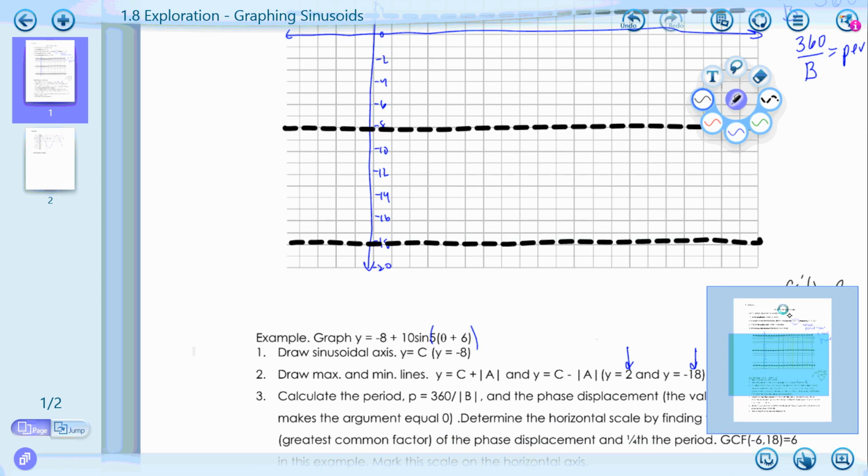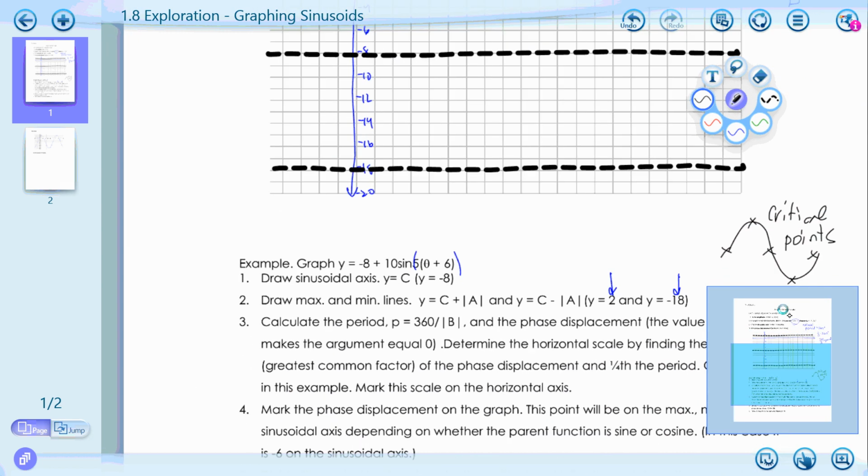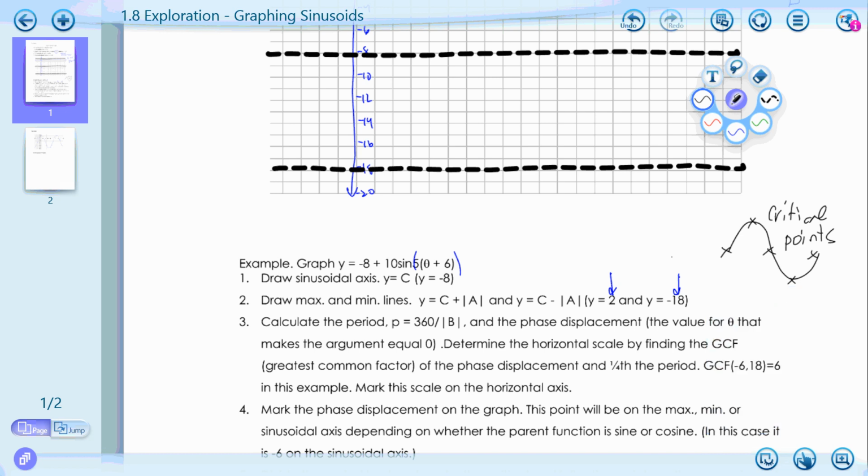Let's continue with the directions here. Calculate the period, 360 divided by b, and the phase displacement, the value for theta that makes the argument equal 0. So the period, 360 over b, in this case b is 5, right? So the period is 360 over 5, which is 72. In this case, that's telling me that for this particular graph, it takes 72 degrees to complete a full cycle, right? Instead of 360 degrees, it takes 72 degrees to complete one full cycle of a sinusoid.